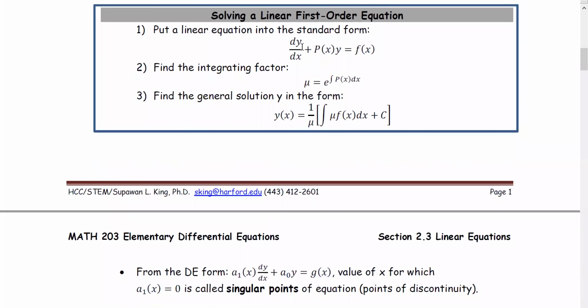To solve the first-order differential equation, make sure we write it in the standard form, where dy by dx plus p times y equals f of x. Identify the function p and the function f. Find the integrating factor mu as e to the integral p of x dx. Use mu in the formula to find the general solution y, which is in the form of y equals 1 over mu times the integral of mu times f dx plus c, a constant of integration.